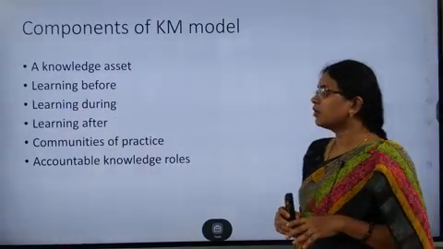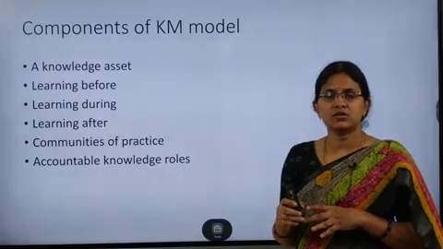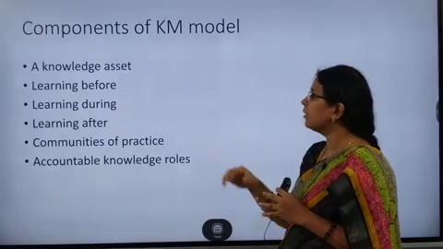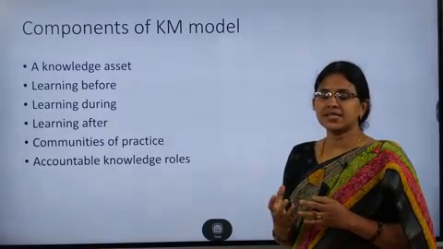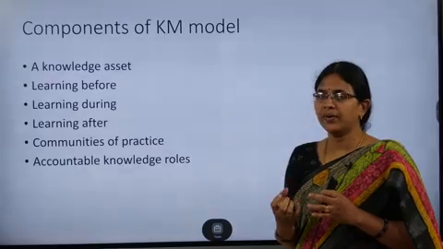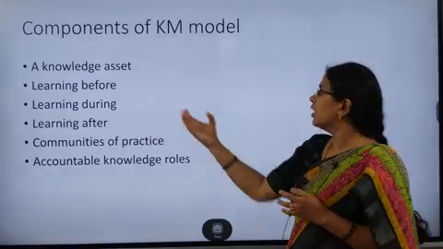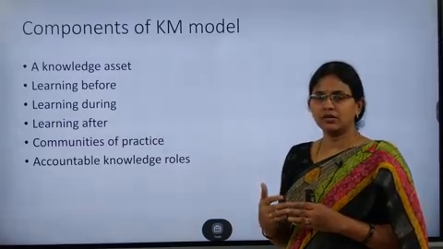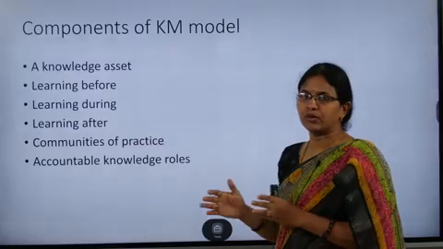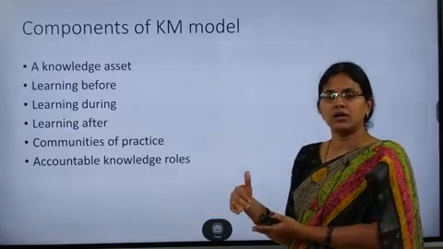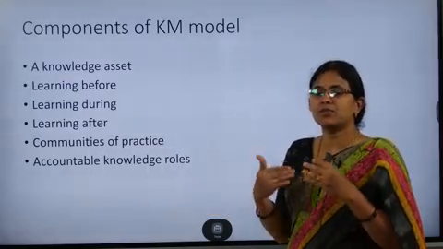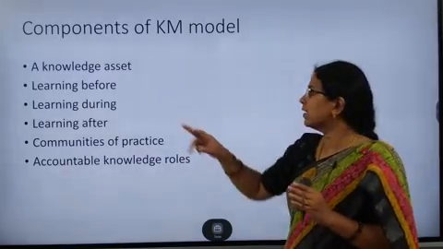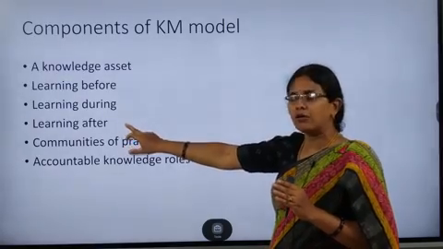Okay. So what are the various components in a knowledge management model? There are mainly 6 components. A knowledge asset, which is the property that you are holding about your knowledge. Learning before: what is your level before learning the things? And learning during: what are your experiences during the learning process? Learning after: what outcomes you had expected, and whether they are achieved or not, that you are going to analyze in the learning phase.